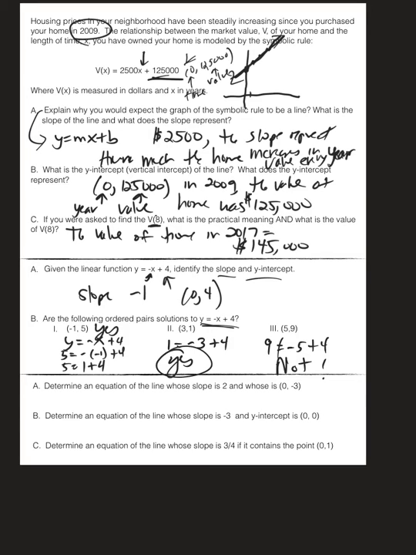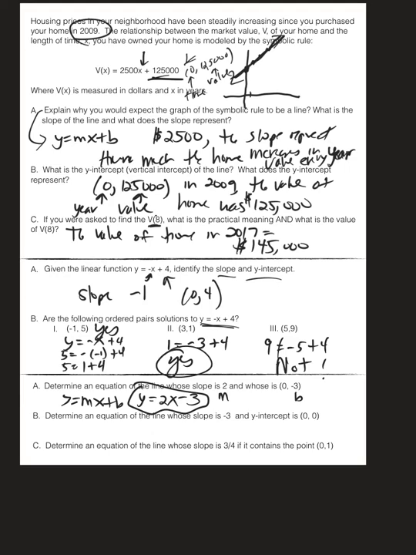Determine an equation of the line whose slope is 2 and whose y-intercept is 0, negative 3. Remember that the slope is a number you plug in for m. The y-intercept has a y-coordinate that gets plugged into b. So using y equals mx plus b, I'm plugging in 2 for m and negative 3 for b. This is your linear equation.